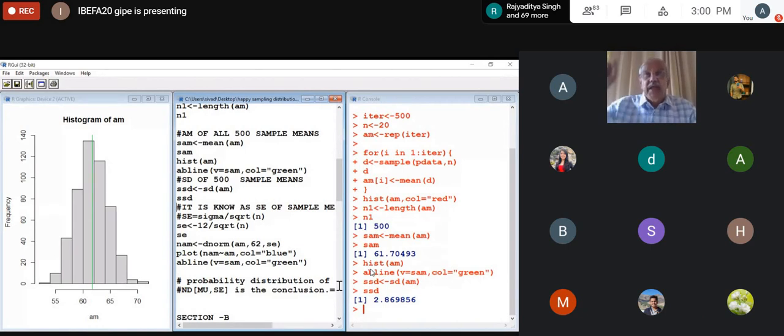Yes. In the original data, 62 is the arithmetic mean of the marks of the students. It is not a sample. And 12 is the standard deviation of the marks. But here, 61.7 is the mean of all the sample means, and each sample mean deviates from 61.7 by 2.86.